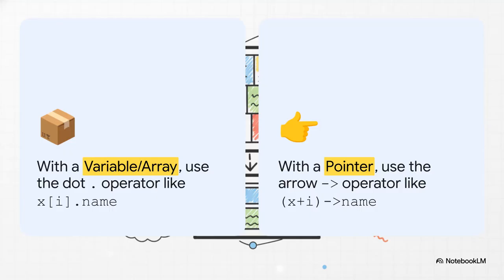Now, one tiny but super important thing to remember. When you're working with a pointer to a struct, the syntax changes just a little. Instead of using a dot to get to the members, you use an arrow, which is just a little dash followed by a greater than sign. This is how you tell the compiler, hey, I'm accessing this data through a pointer. It's a really key difference.